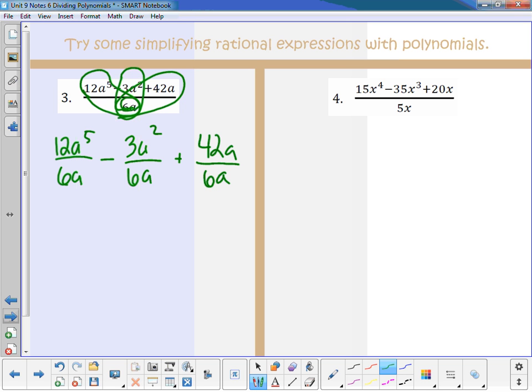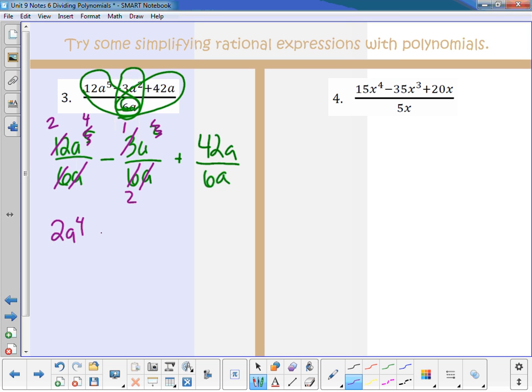And I'm just going to reduce each one of those as I can. I can take 12 and divide it by 6 and I get 2. And a to the 5th over a, that a is going to go away and it leaves me with a to the 4th. So the first term I have 2 times a to the 4th. Then in the second term I can reduce 3 over 6. That's going to be a 1. That's going to be a 2. And a squared over a, this a can go away, that's going to be a to the 1st.